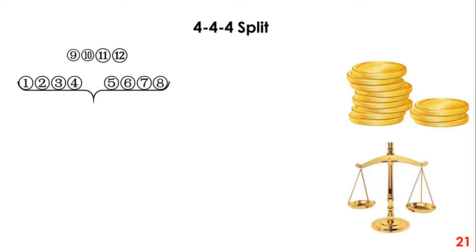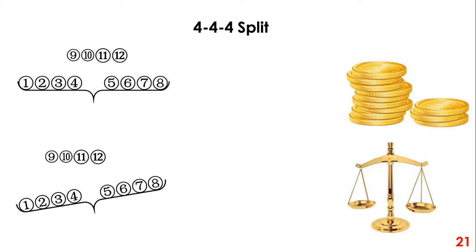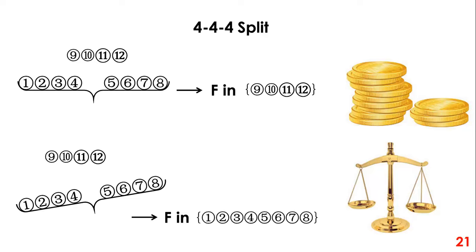Next, let's work on this 4-4-4 split. First case, the even case: on the balanced scale, left 4 and right 4 are even. Second case, uneven. Let's look at each one. In the first one, we conclude the fake is in the group of coins 9, 10, 11, 12. That's easy to see. Second, the fake is in the 8 coins on the scale.